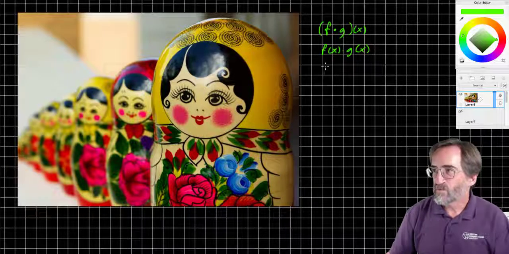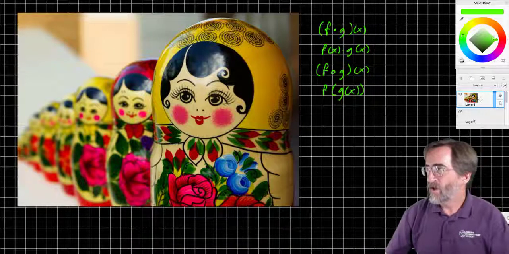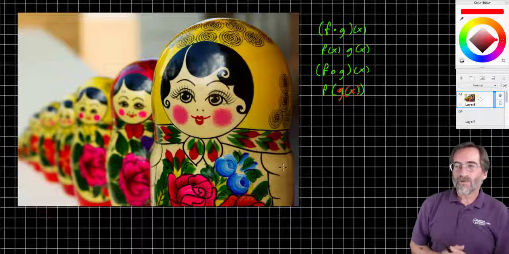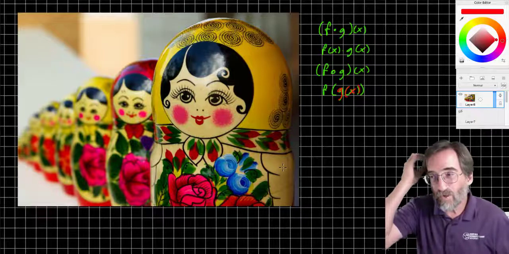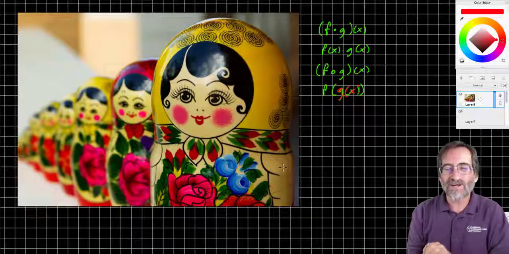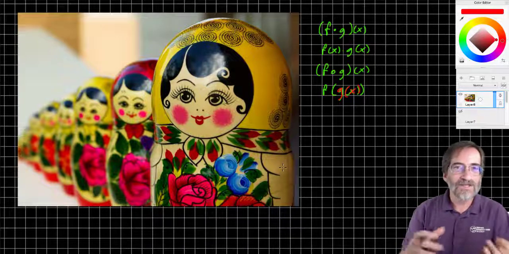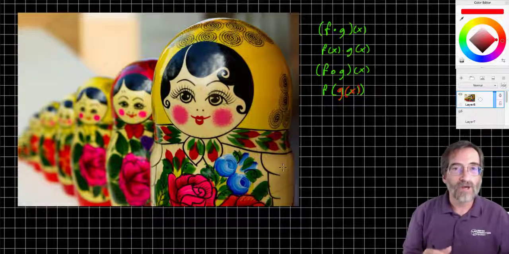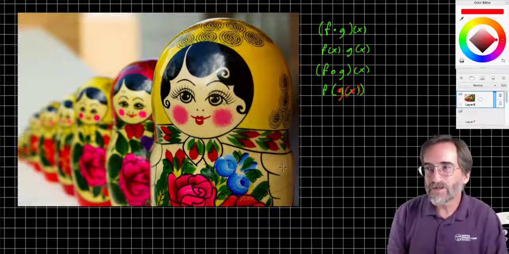Okay, we're going to explore something called F circle G of X. It's defined as F of G of X. As you can see, G of X is inserted in as the argument in your F of X function. I've got a picture here of Russian dolls or Ukrainian dolls. These are nested dolls. Each one fits inside the other. And that's kind of the idea. We're taking one function and inserting it inside another function, and in that way, we can create a brand new function.